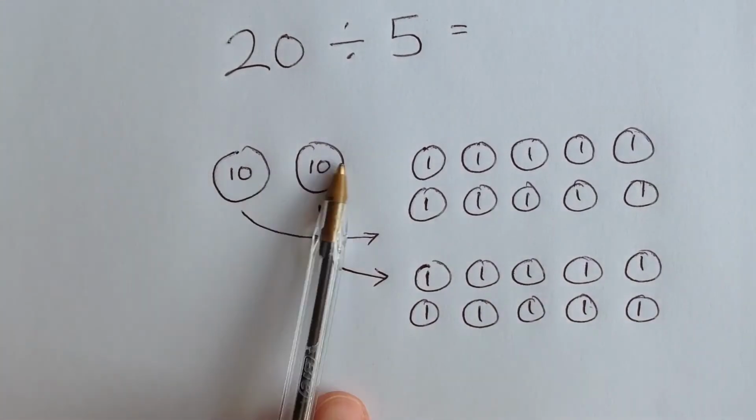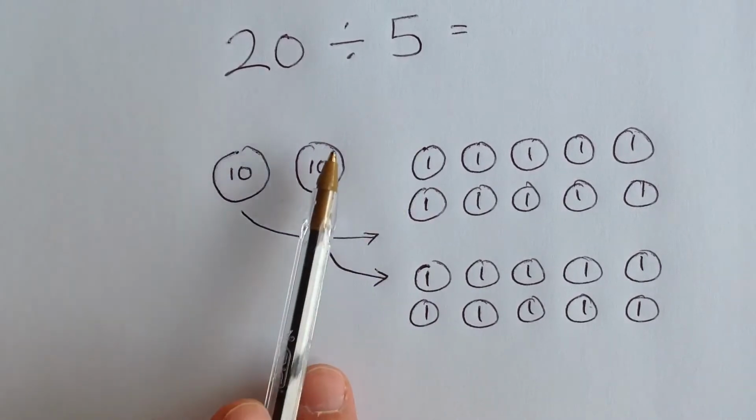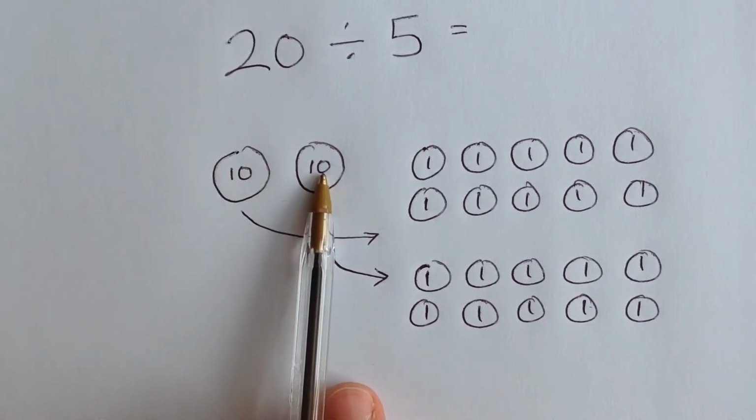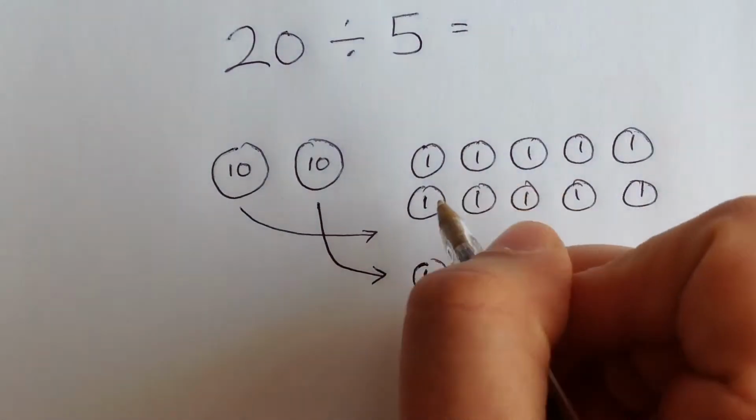So you'll notice I've taken my two tens and I've broken them up into 20 ones. I've partitioned them out that way. And the reason why is because I didn't have 5 ten counters. If I had 5 ten counters, I could have grouped them in and said, look, there's 10 fives everywhere here. But because there wasn't, I've not been able to do that. So now what I can do is see how many groups of five I can find here.